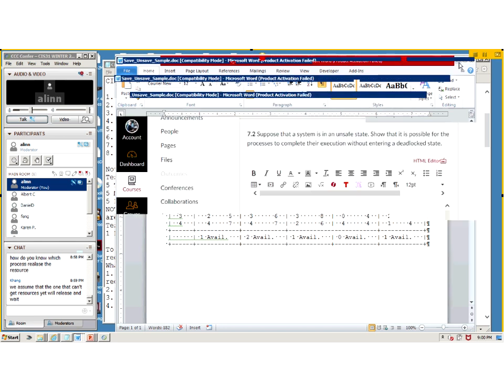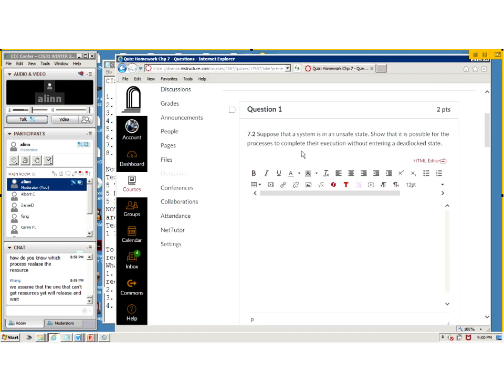So what the question is really trying to ask you is, suppose the system's in an unsafe state, show it's possible for the processes to complete their execution without entering a deadlocked state. And I showed you that mechanism in our example. So you could use something like that to illustrate. Did that help?